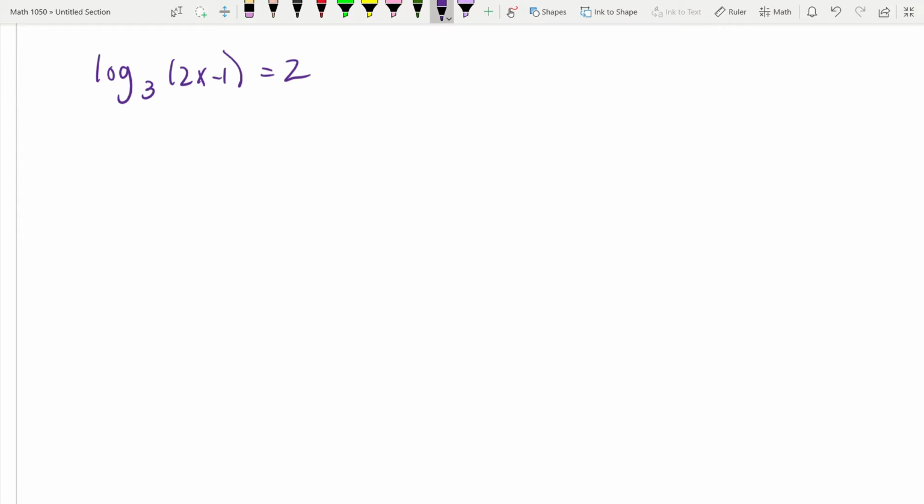You've got your log. The 3 is part of the log. The 2x minus 1 is part of the log. Look right here. Stuck or not stuck? Not stuck. What would you do to get the log alone? Divide by 2.